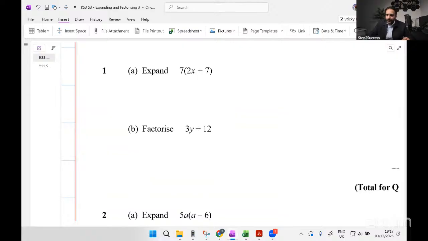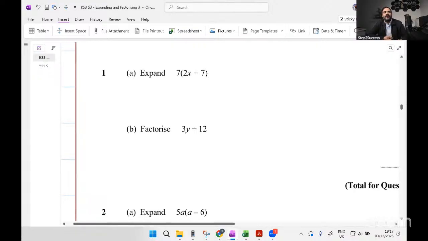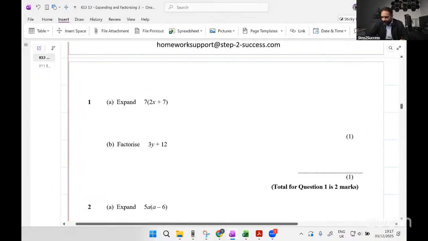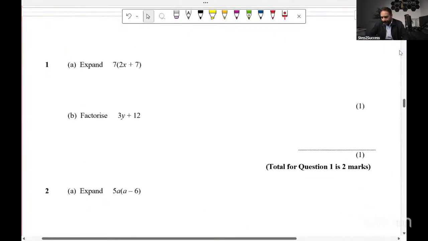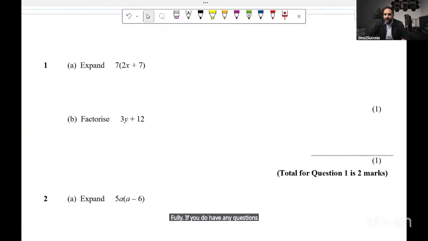I think I will just go through this booklet from scratch, start to finish, talk about anything else that may be of interest. And then that'll be it in terms of today's session, and then I'll do the Key Stage 4 one afterwards. So I think I will just go through this booklet fully. If you do have any questions, please shout or type in capital letters.